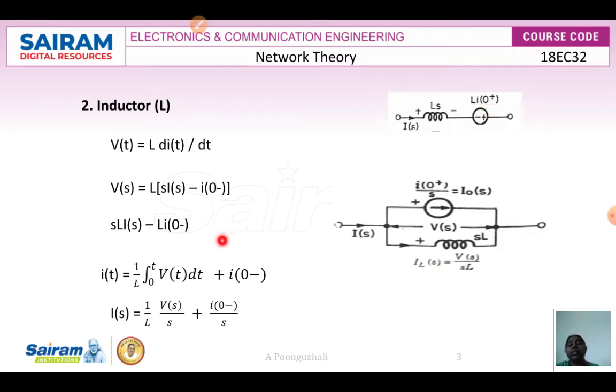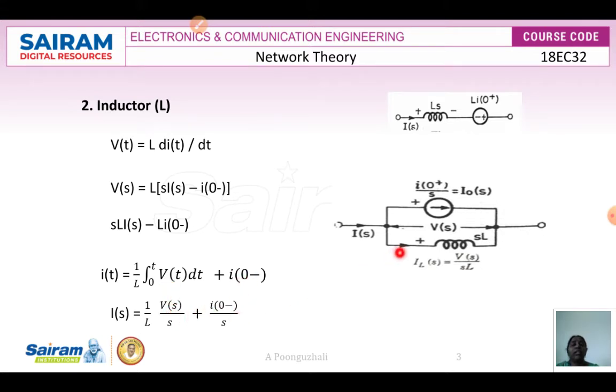So next is your I of t. The current through the inductor, I of t, can be written as 1 by L integral 0 to t V of t dt plus I of 0 minus there. So if I take the Laplace transform, the Laplace transform of I of t is nothing but I of s is equal to 1 by L times V of s. The Laplace transform of the integral is nothing but V of s by s, plus I of 0 minus by s there.